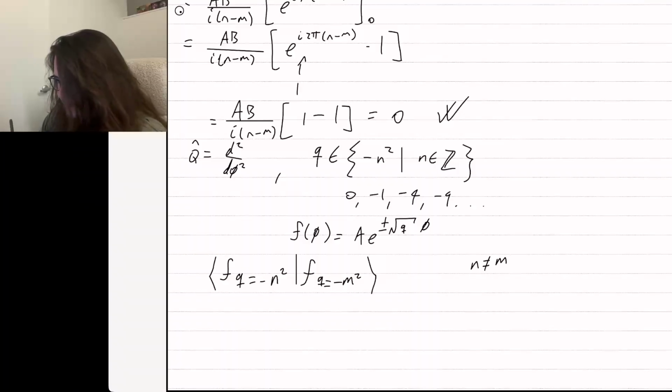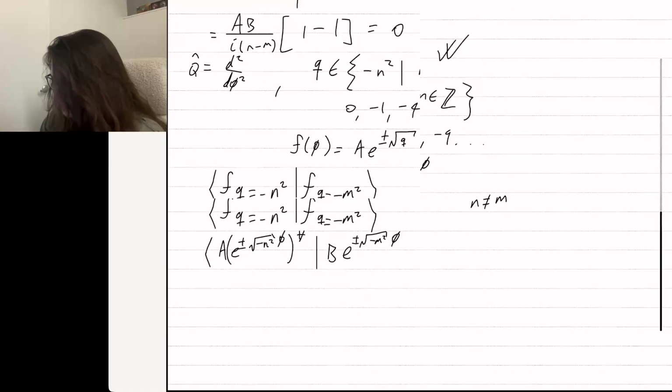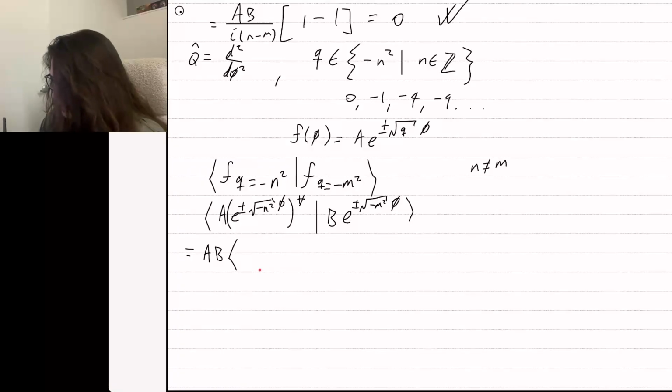So, okay. Here we've got A e to the plus or minus the square root of -n squared phi, and we have to conjugate that. And then here we've got B e to the plus or minus root of -m squared times phi. I'll pull the A and B out because we don't care about those anymore, and then do the square roots. So this is plus or minus i n phi, which we have to conjugate, and then e to the plus or minus i m phi here.